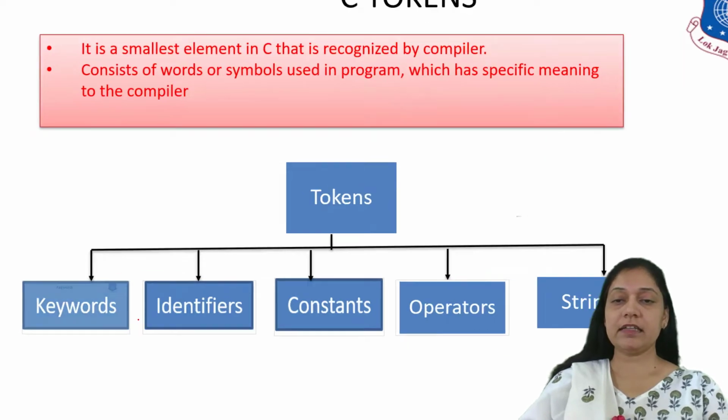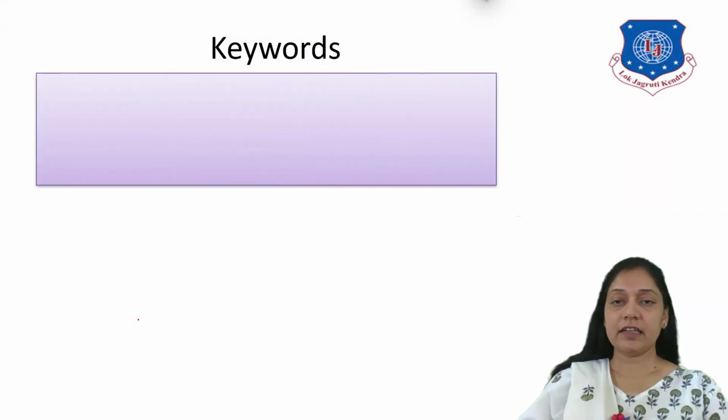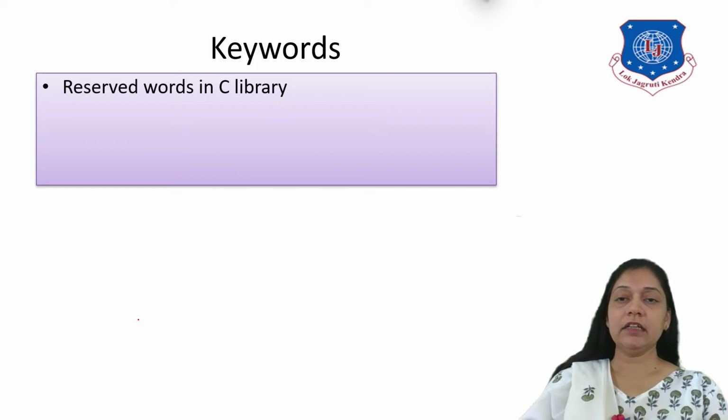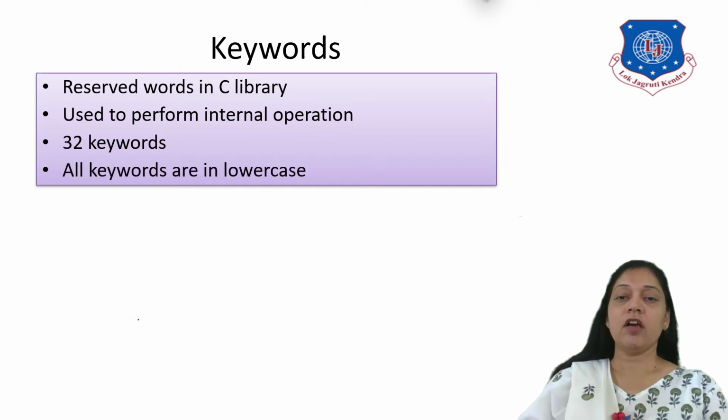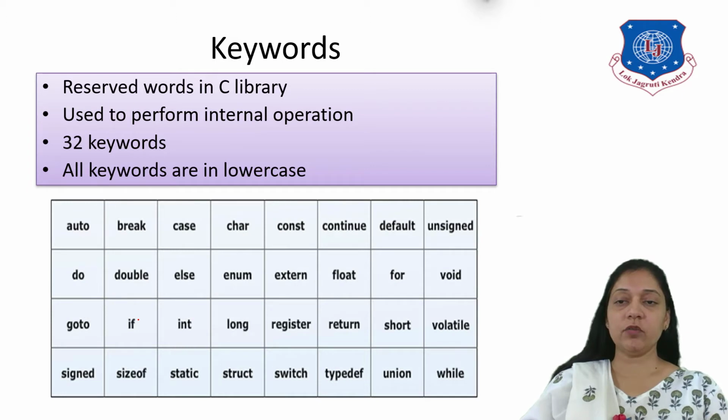The first one is keywords. Now what is a keyword? It's a reserved word which is used in the C library. This word has some predefined meaning to the compiler. It is used to perform some internal operations. There are in total 32 keywords in the C programming language. All these keywords are in lowercase. What are those 32 keywords?